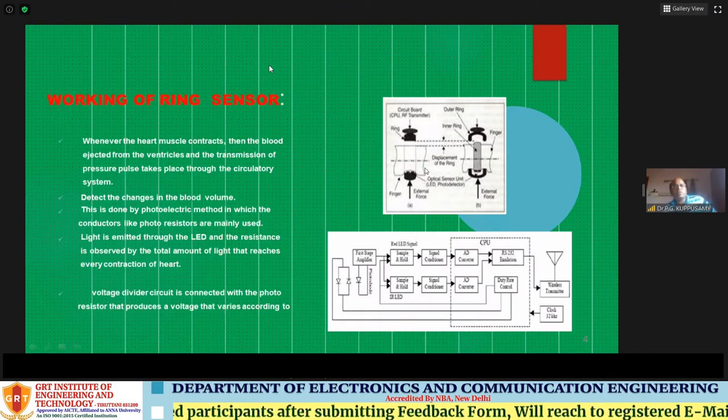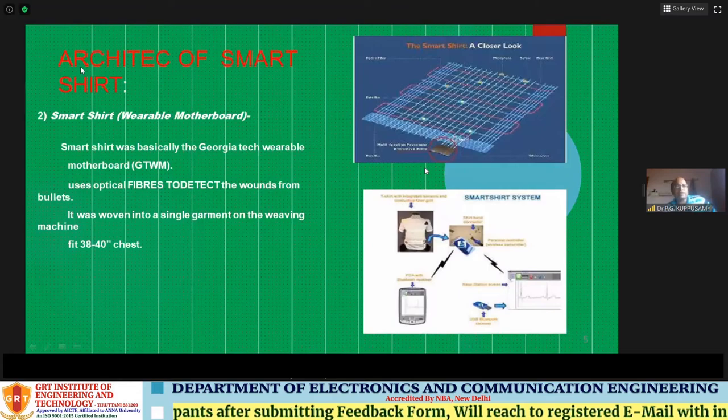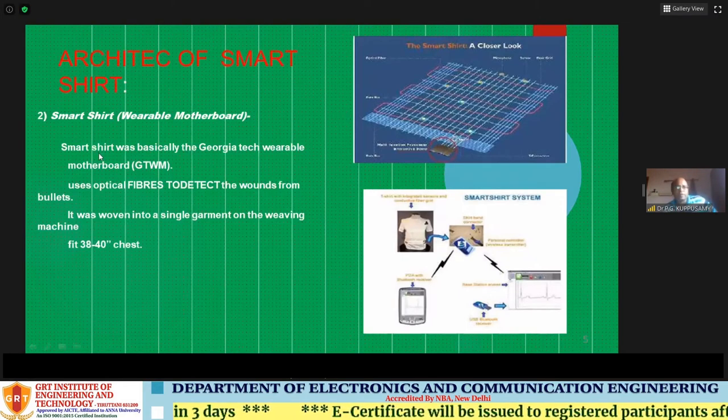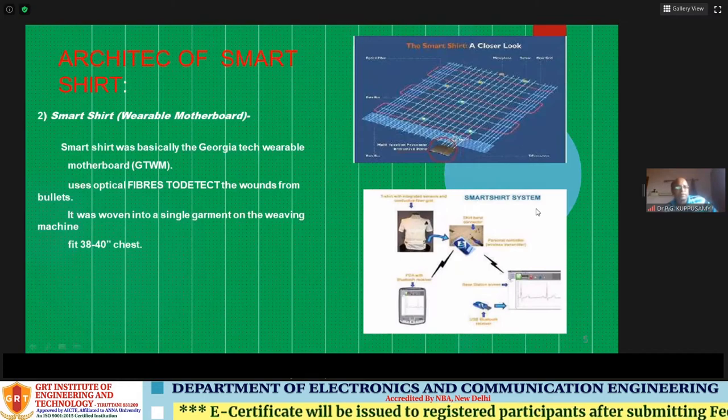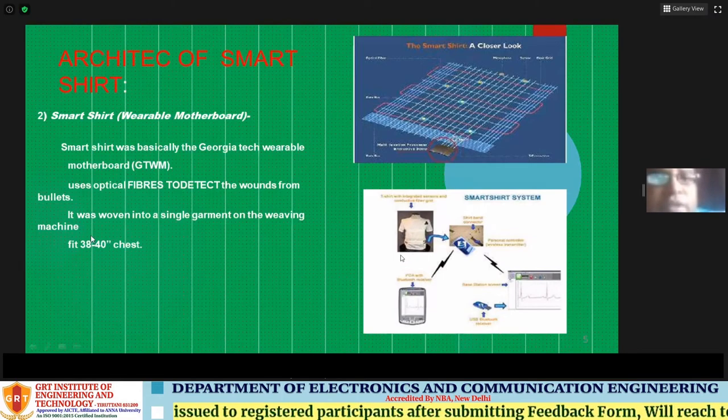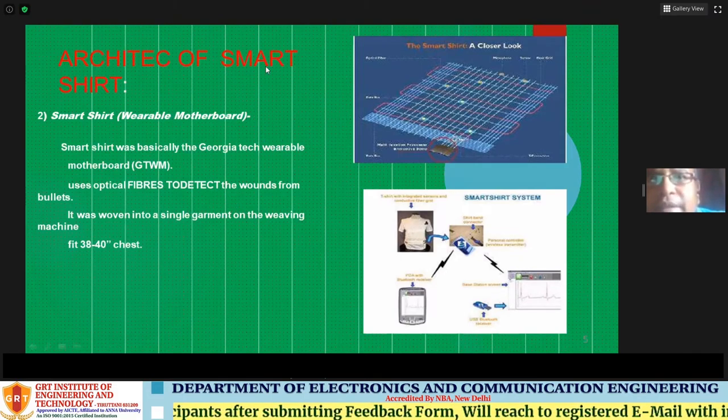The next one is the smart shirt: the architecture of the smart shirt, the smart wearable motherboard, smart wounds from a bullet. They are wearing these smart shirt systems. You can use a fit for a 38 to 40 inch chest. It was woven into a single garment on a weaving machine. So this is the idea about smart shirts.